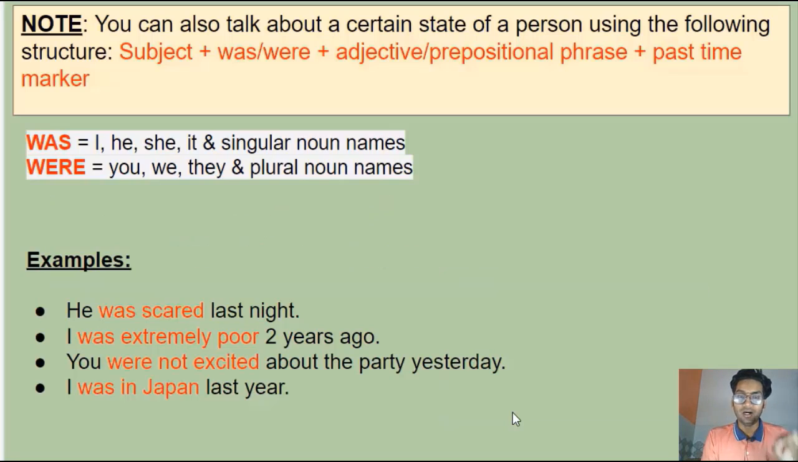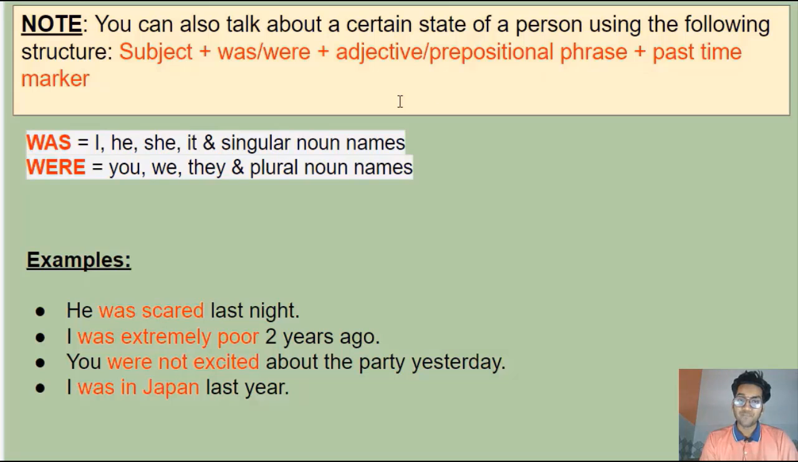Okay. Now, important thing, you can also talk about a certain state of a person using the following structure. If you want to talk about the state a person was in the past, you can use this structure. Subject followed by was or were, followed by adjective or a prepositional phrase, followed by the past time marker. You already know this, right?